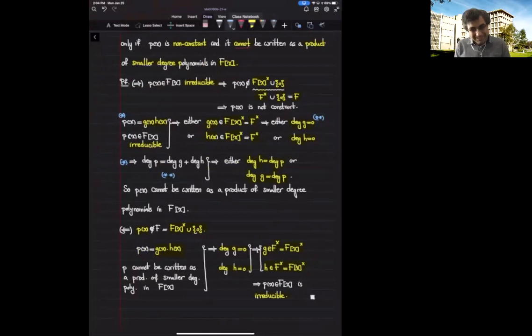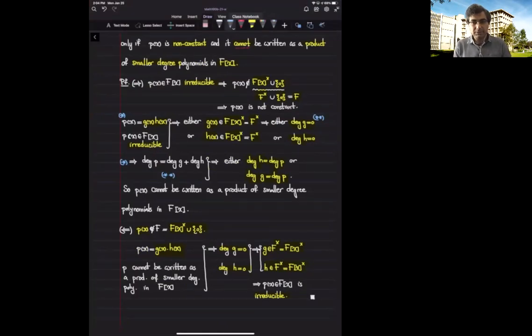Because the degree of G plus the degree of H is the degree of P, that means that either the degree of G is the degree of P or the degree of H is the degree of P. So this means that I cannot write down P as a product of smaller degree polynomials. Okay, so this shows that the left-hand side implies the right-hand side. Now I want to show that the right-hand side implies the left-hand side.